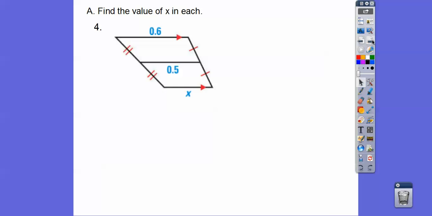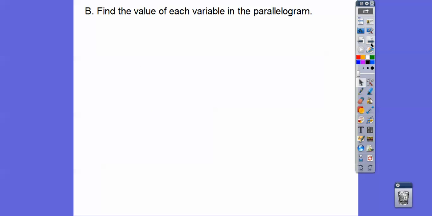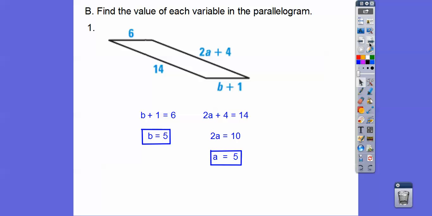Same thing on this one. This is the average, so this equals 1/2 this plus this, okay? All right, so if we do that correctly, multiply by 2, and subtract, we get 0.4, okay? All right, so find the value of each variable in the parallelogram, okay? So we kind of did this on the last couple of reviews. So opposite sides are equal, and we set them up and get a equal 5 and b equal 5, okay?